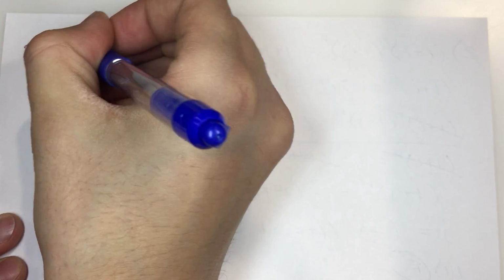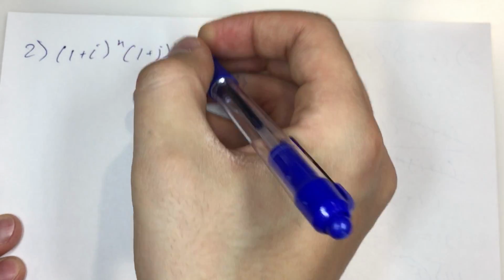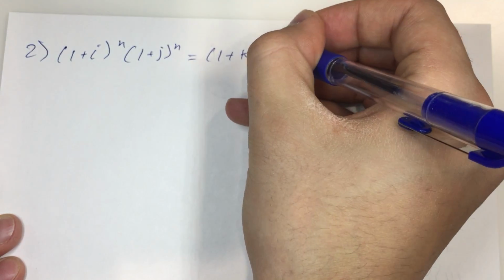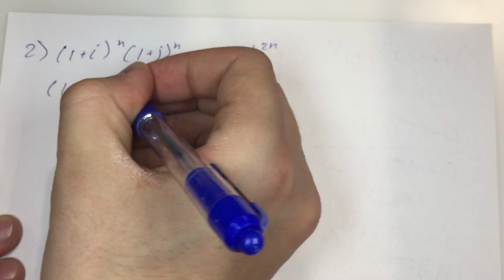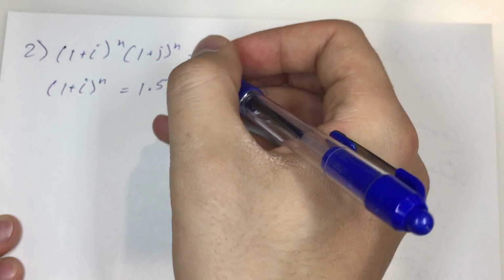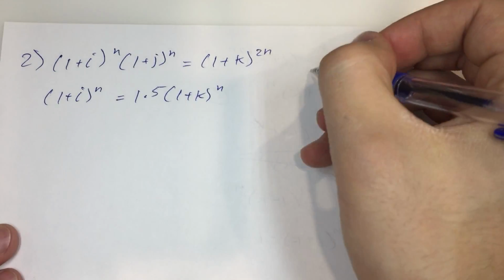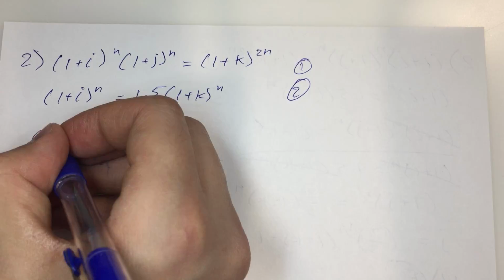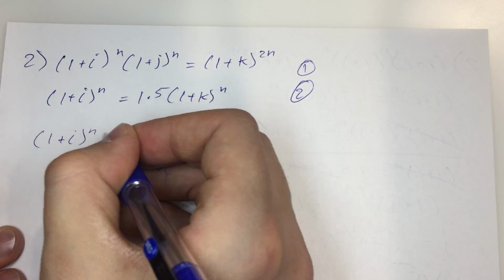So first of all, we know that (1 plus I) to the power of n times (1 plus j) to the power of n, which is all Fund A, will equal Fund B, which is (1 plus k) after 2n years. We also know that (1 plus I) to the power of n will equal 1.5 times Fund B after n years. So let's call this equation 1 and equation 2. What's going to help us out quickly is dividing equation 1 by equation 2, and it's going to help us discover a new identity.